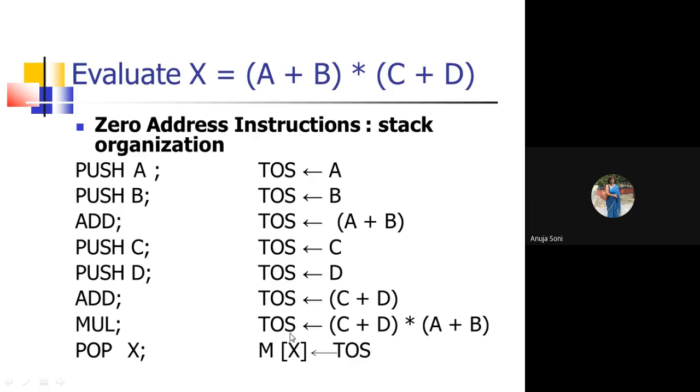Now this top of the stack, this multiplication value, ultimately needs to be stored in memory at some location as X. It needs to be taken out from the stack and stored at some location in memory at XF. That's why the pop operation has been applied. Pop will take out that value from the top of the stack. This is the multiplication value, and it is stored in memory at XF location. So this way you have to write down the program using zero address instructions.